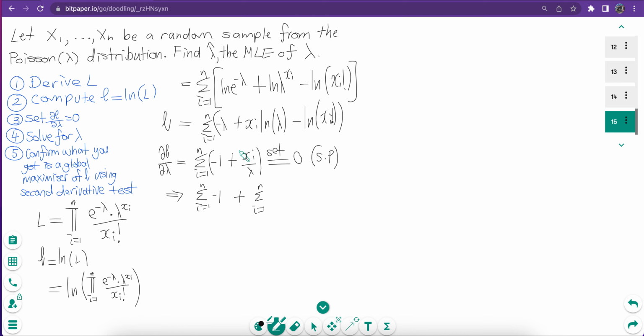Well, I can take the 1 over lambda out because it doesn't have any i subscript on it. So I can say it like that and just sum your xi's. And the xi's do have a subscript, so you have to leave it in the summation. And we'll set that equal to 0. The sum from i equals 1 to n of negative 1, you just take negative 1 plus negative 1 plus negative 1, so you get negative n if you do it n times, plus 1 on lambda.